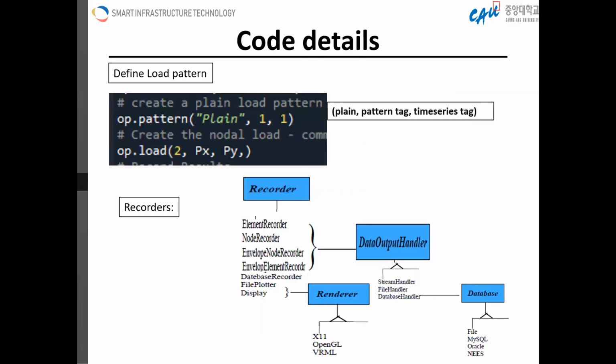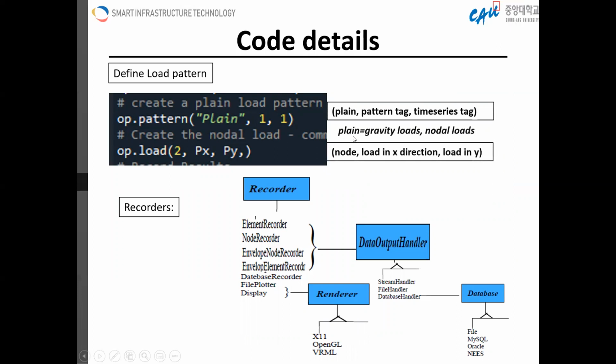So, defining the load pattern here, we take a plain load pattern because we are just going to apply some gravity loads or nodal loads. We give a tag to this pattern so that it can be used for load or anything else where it is required, and then we give the time series tag as 1. And then we define the load, which is going to be at node 2: Px load is 0 and Py is minus 12,000.